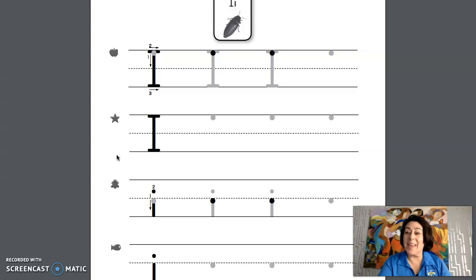Okay, so today we are going to work on page number 84. So who can tell me what letter is this? The letter I, capital I, and lowercase i.